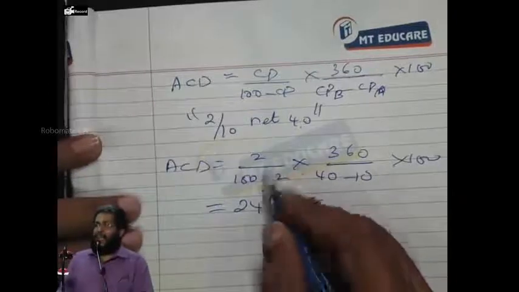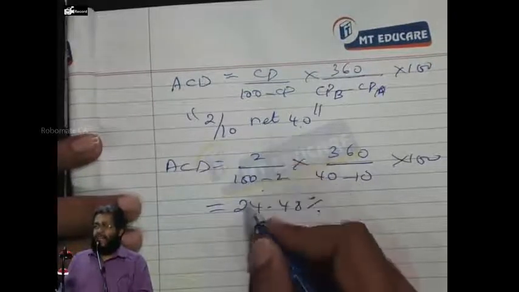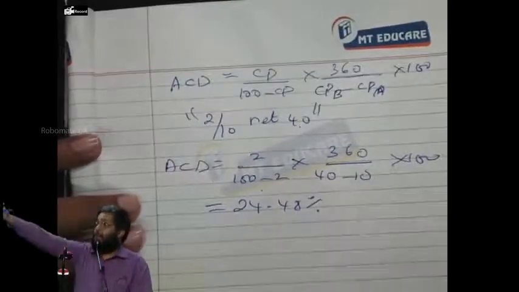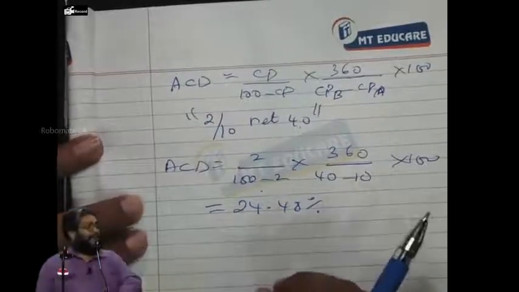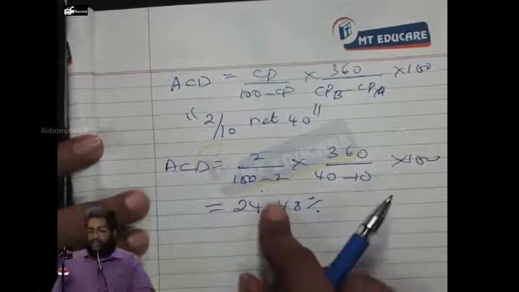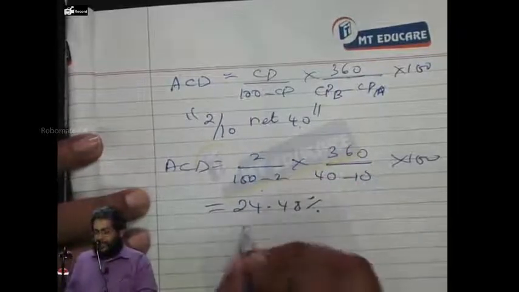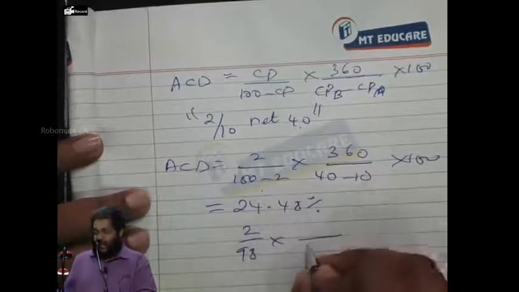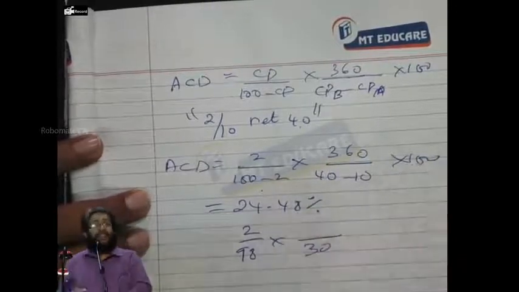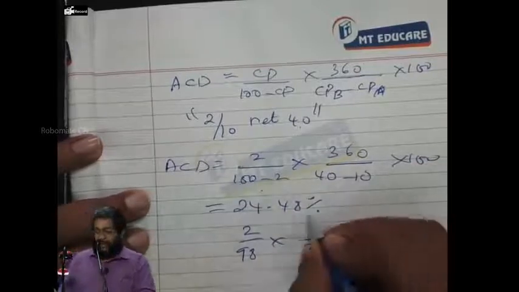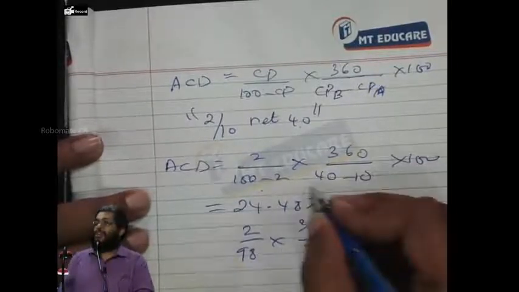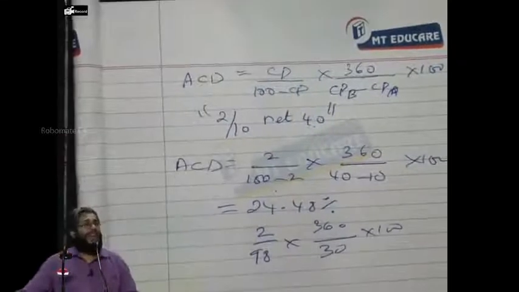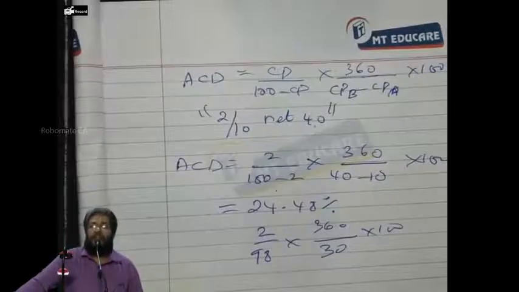This 2 by 98 is the cost of getting money for only 30 days. He does not pay me 1 year earlier, he gives me 98 only 30 days earlier. So this 2 by 98 is nothing but the cost of getting money only 30 days earlier. Had he given me money 1 year earlier, it should be multiplied by 360, and into 100 gives you the percentage. This is what we call annualized cash discount.